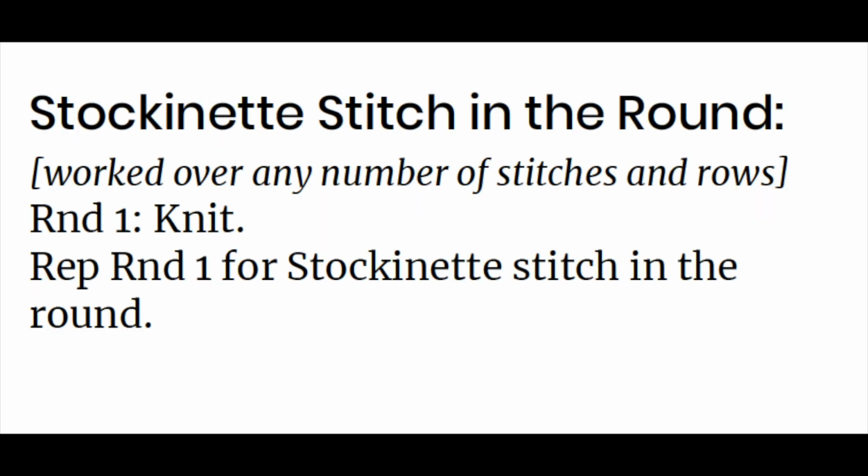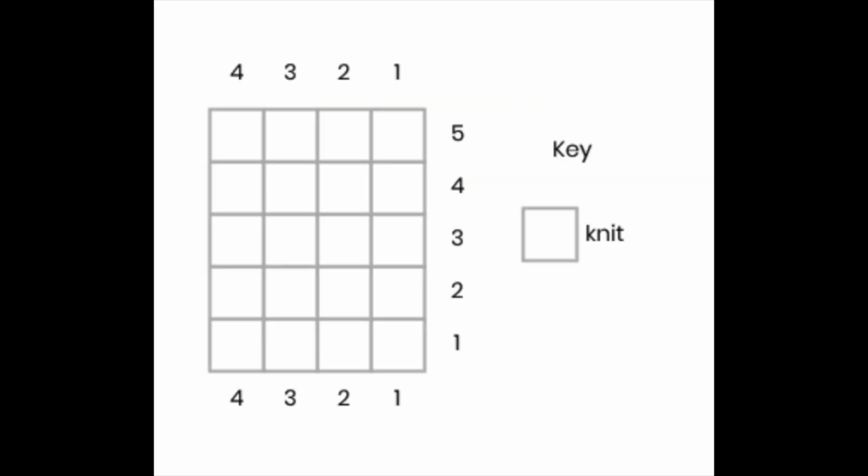Now, stockinette stitch in the round is really nice because all you're doing is knitting. This is the written instructions. Round 1 you knit, and then you repeat that round as many rows as you need. And the only change in our chart is that all of the numbers are now on that one side to represent that we're knitting in the round and not knitting flat back and forth in rows.